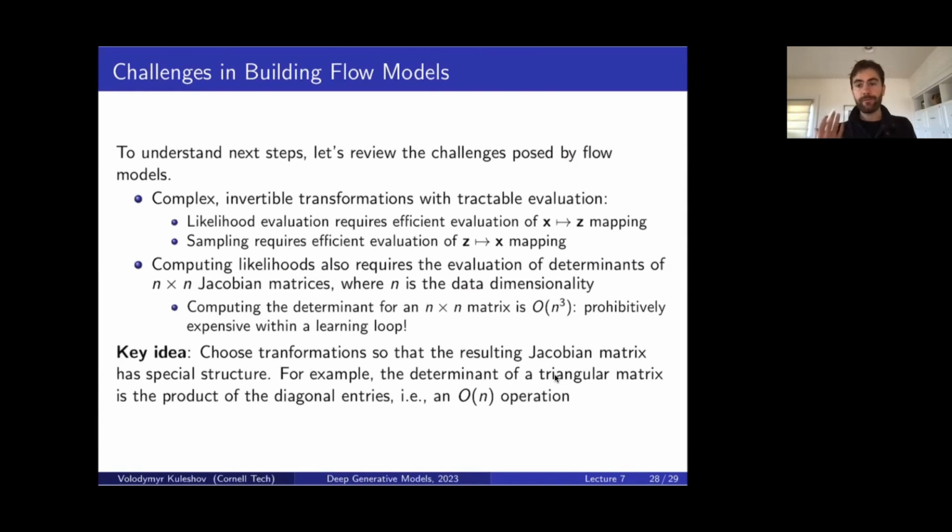In particular, if that Jacobian happened to be triangular, that would also give us an efficient method. Because we know that for a triangular matrix, the determinant is simply the product of the diagonal entries, which means we can do this in big O of n. And that's going to be a completely different way, and also, in some sense, a more practical way of designing invertible transformations that we're going to look at in the next lecture.